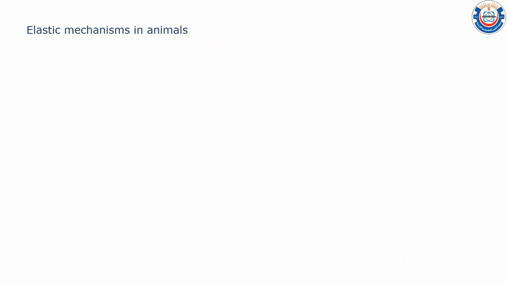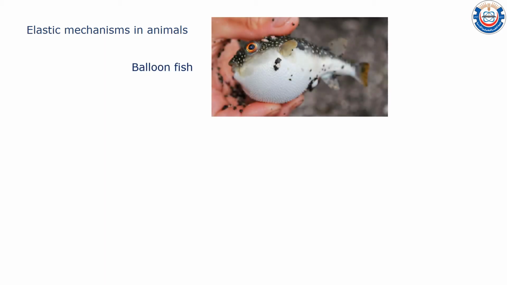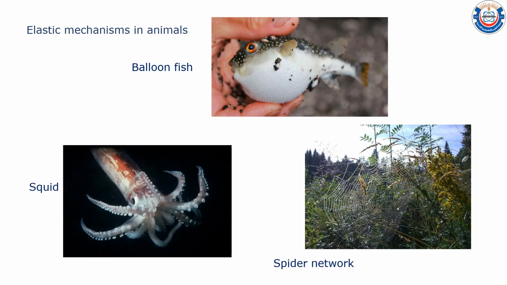Elastic mechanisms in animals. Wild animals have developed strategies to keep them safe from danger. These mechanisms are crucial to surviving in the wild. Here is a look at some defense mechanisms used by animals like the balloonfish, spider network, and squid.